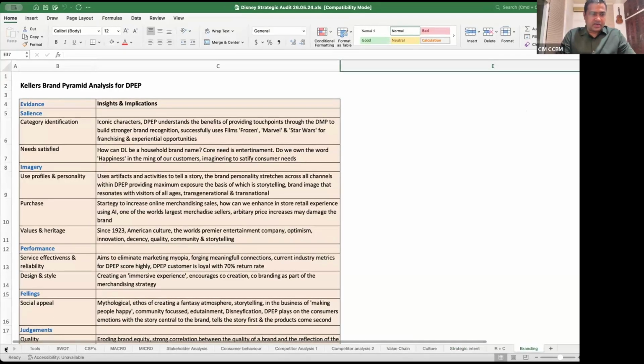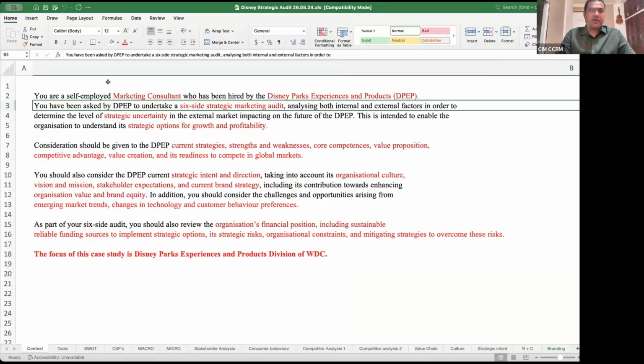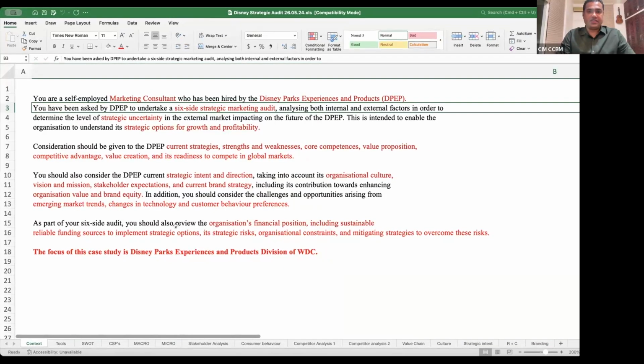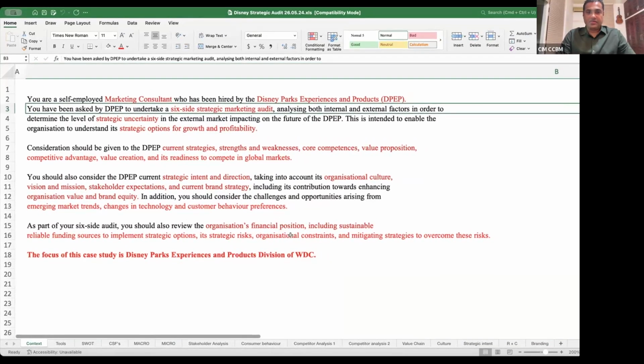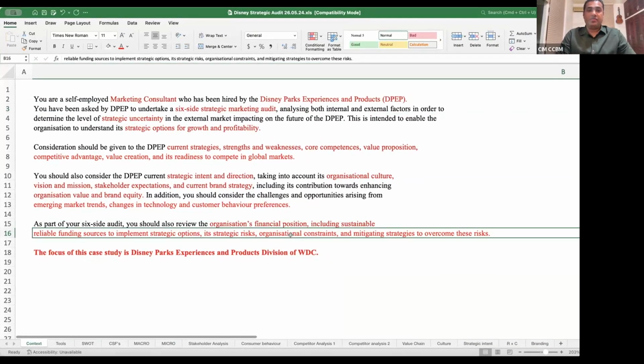So let's start first with the context. We have discussed this. You are a consultant. You are a consultant for DPEP, Disney Parks, Experiences and Products. You are a marketing consultant, so you need to think in your role as a marketing consultant, not like a marketing executive.